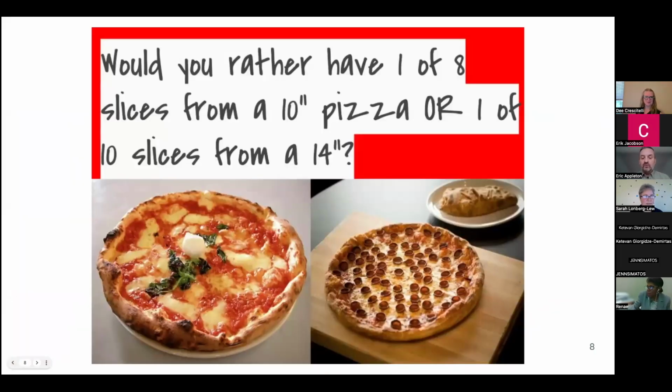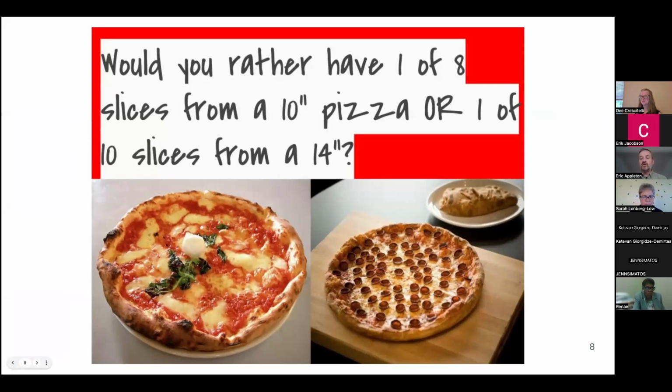So, would you rather have one of 8 slices of a 10-inch pizza or one of 10 slices from a 14-inch pizza? Now, you might have paper and pencil in front of you, and you might want to have paper and pencil or a pen later. But for a moment, before you write anything down, I'm curious to know what your gut response is. We're talking about pizza. So what do you think? Which would you rather have?